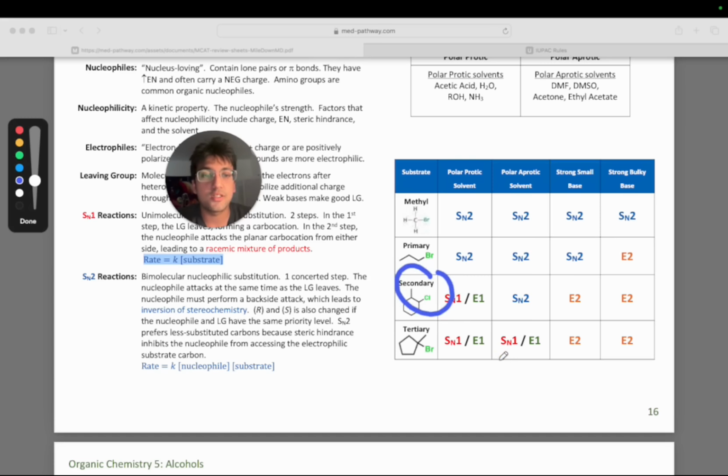Okay, next we have secondary. Secondary is a little more difficult because you're going to see a bigger spectrum of things, like Sn1, E1, Sn2, E2. So let's talk about this versus this. First, let's talk about polar aprotic versus polar protic.